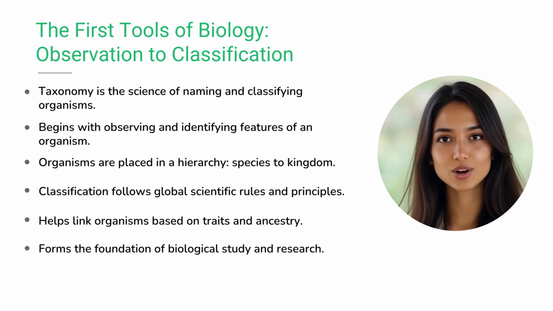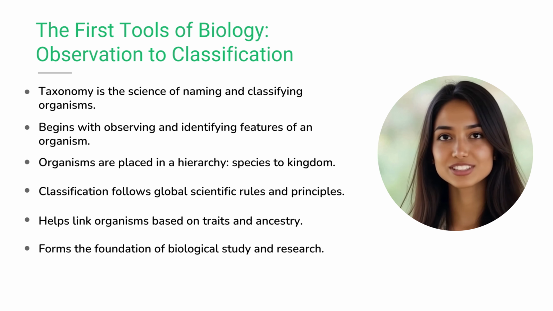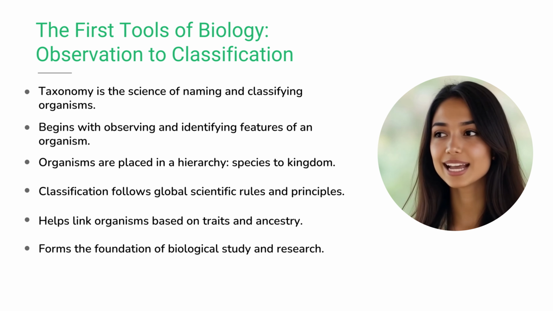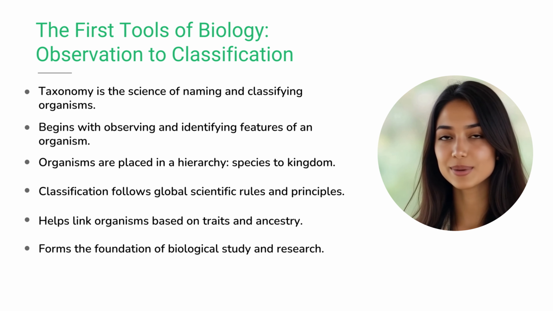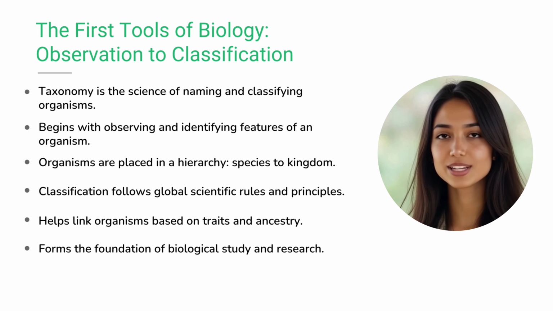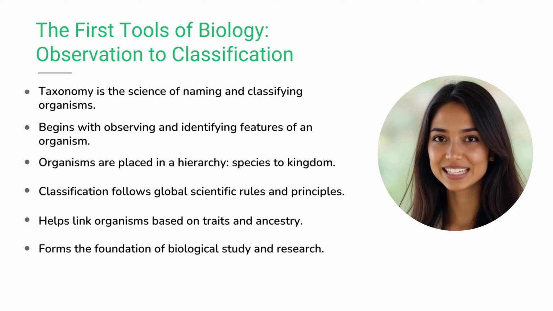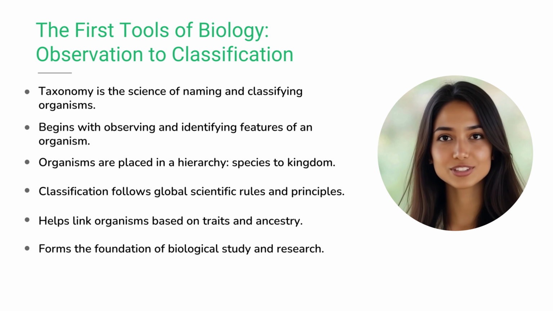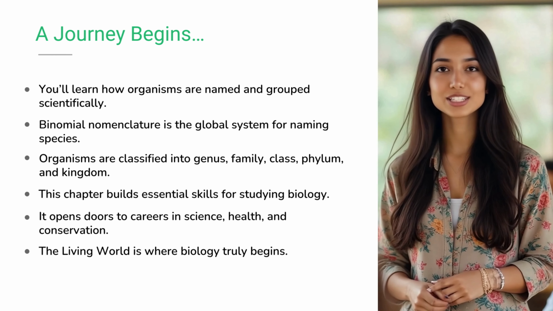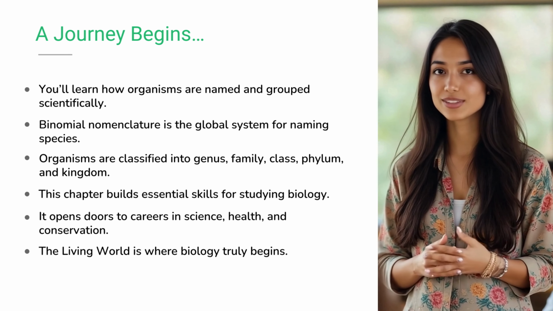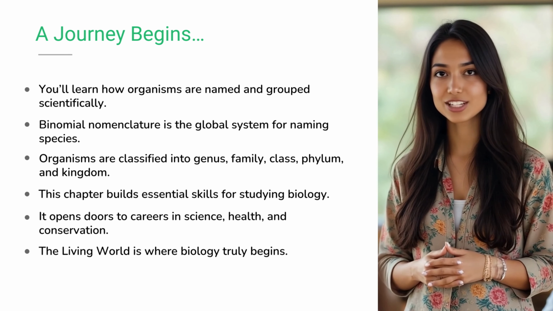But this system is not random. It follows international rules and scientific principles that ensure each organism fits in its rightful place. Through taxonomy, we begin to understand how organisms are related to each other and to us. It helps us navigate the immense diversity of life with logic, precision, and purpose. In the chapters ahead, we'll uncover how living beings are named, grouped, and understood using the scientific lens of classification.